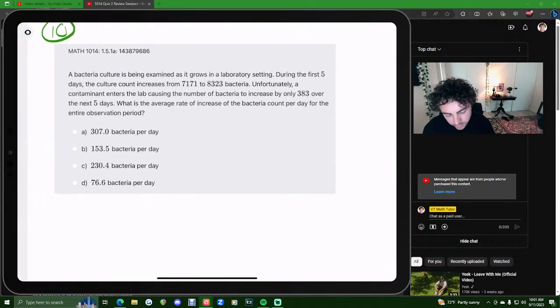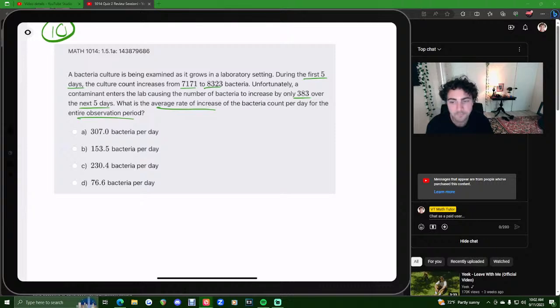A bacteria culture is being examined as it grows. During the first 5 days, the culture count increases from 7,171 to 8,323. Unfortunately, they have a contaminant, and so the bacteria only increases by 383 over the next 5 days. They ask, what is the average rate of increase for the entire observation period?